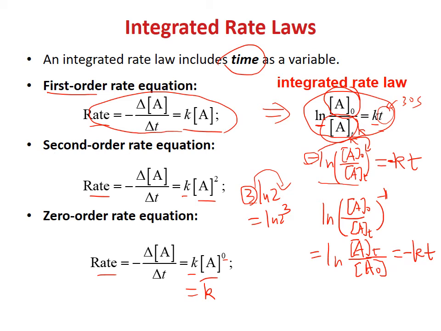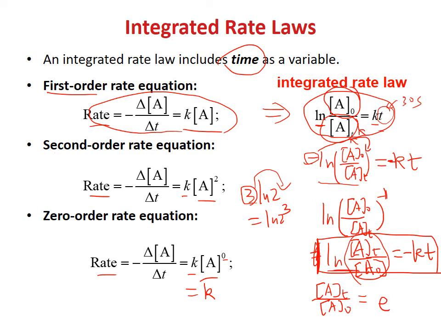Based on the definition of natural log, if the natural log equals negative KT, then this one, AT over A naught, should equal E. That's what the natural log means. That means this fraction should equal base E to the negative KT power. So this equation is equivalent to this one. It's just mathematical modification. So these two are equivalent.